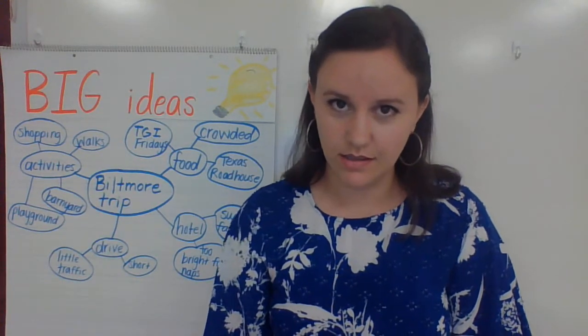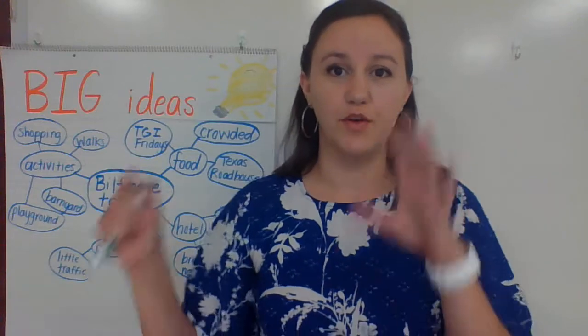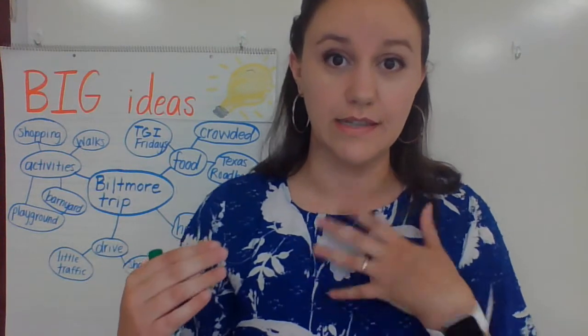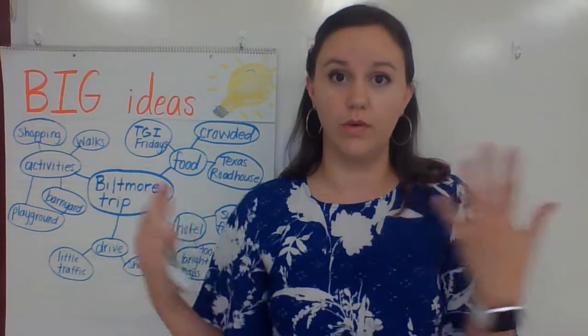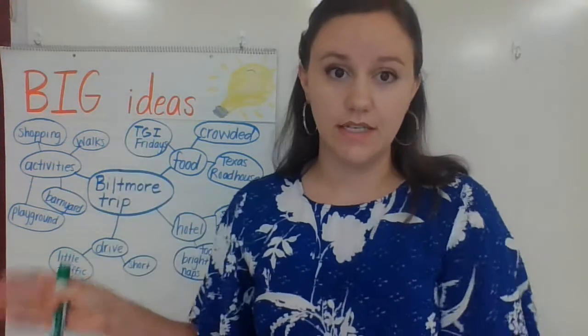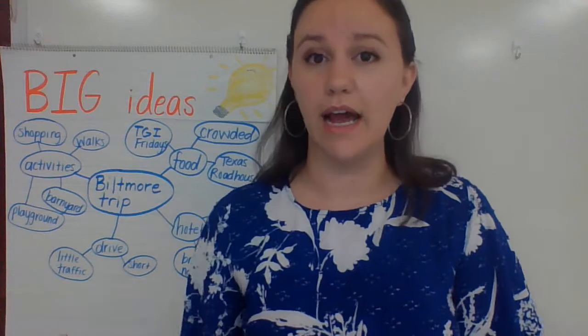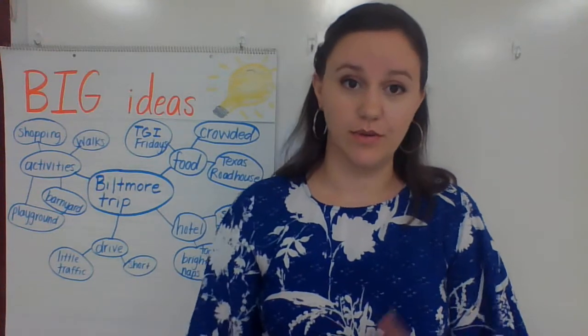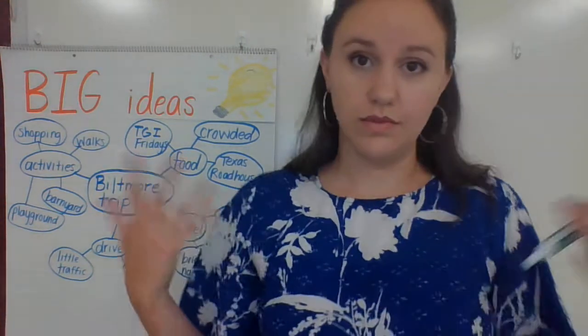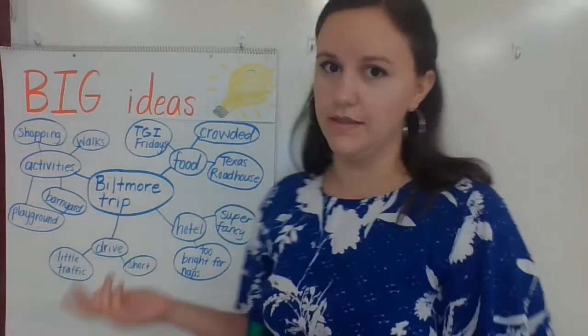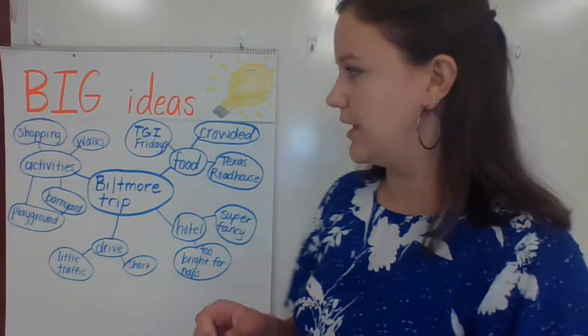Is that a sentence? No, I got to talk about the who. So the who in this sentence is me and my family. We're the ones who did the activities. So I can say we, or I can say my family and I, or maybe I did something by myself. I would just say I. So you got to start with the who. Who is this about? Well, I'm going to say we because it's about my family and I.